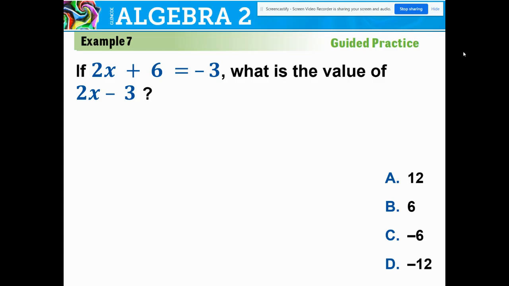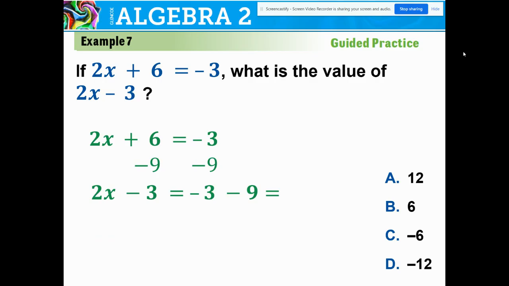Example 7, guided practice. If 2x plus 6 equals negative 3, what's the value of 2x minus 3? So let's make an adjustment to the left-hand side of our equation. We want to get 2x plus 6 to be 2x minus 3. We can do that if we subtract 9 on both sides. The left side will be 2x minus 3. We'll have to calculate negative 3 minus 9. And our 2x minus 3 equals negative 12.